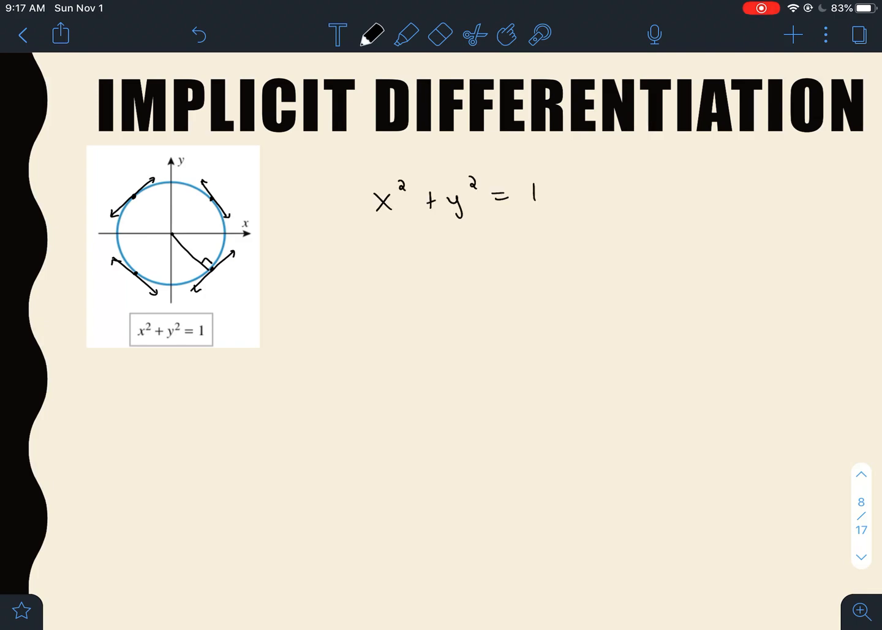So if we have the original function x squared plus y squared equals 1, and again, that's not a function, I apologize, that's a relation, it's a circle. You're going to take the derivative like you normally would of any x term. So the derivative of x squared is 2x.